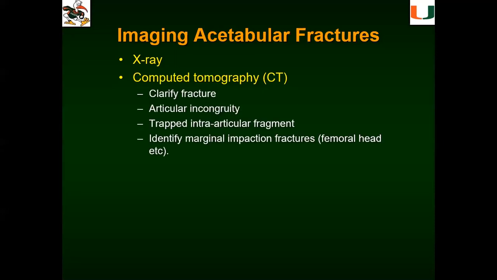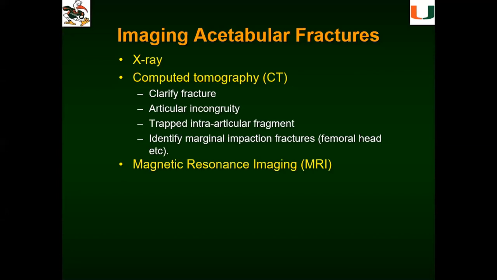So we use CT to clarify the fracture patterns. We obviously look for articular surface congruity and incongruity, those trapped intra-articular fragments, again, mostly within that cotyloid or acetabular fossa. And again, we identify marginal impaction fractures. So concomitant injuries beyond just the acetabulum, whether we're dealing with the femoral head and neck. And I'll show you examples of how those are managed differently surgically.